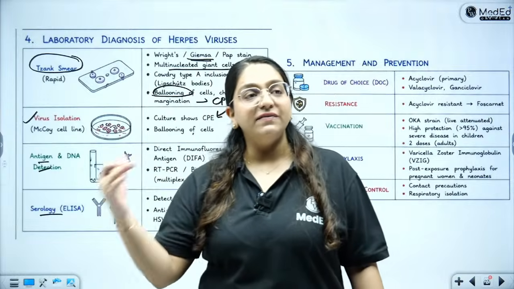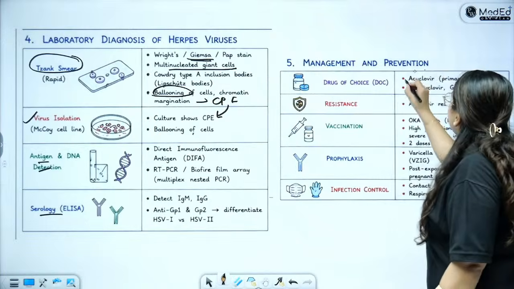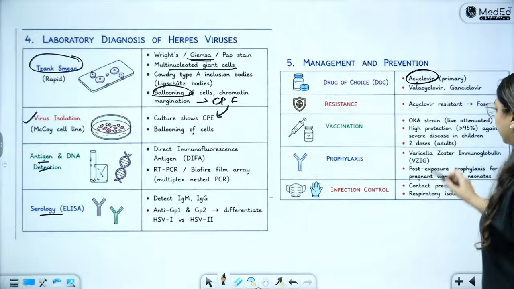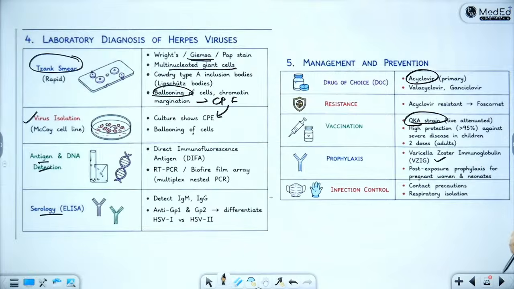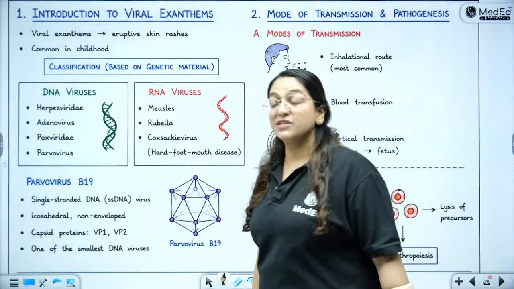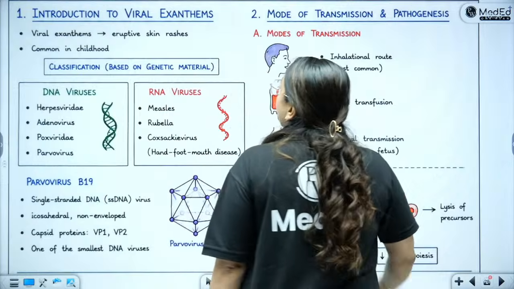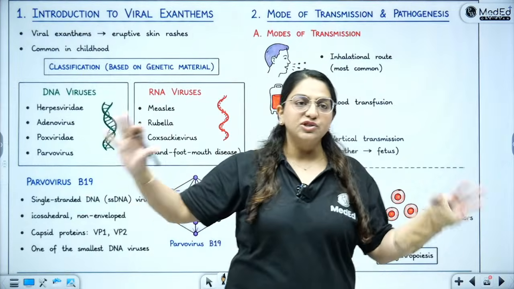HSV 1, 2 and VZV have a common lab diagnosis. Treatment is acyclovir for all of them. Then OKA strain vaccine is present for chickenpox, and immunoglobulin has to be given to pregnant women and neonates who have come in contact with chickenpox, because congenital chickenpox is very, very deadly and very, very bad. Fine guys, I will share the notes.